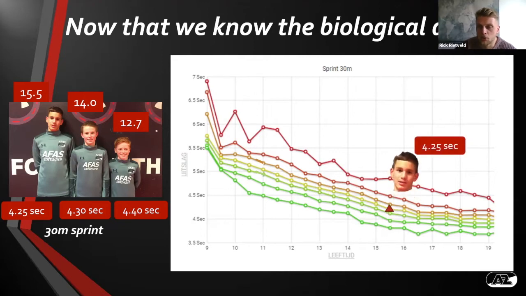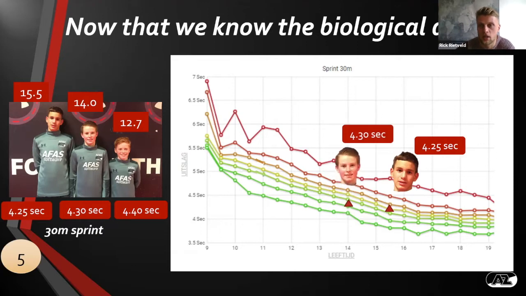If we then put the scores in, the score of the tall guy, the 15.5 on bio age, will be on the yellow line, like average. So we say he scores a 5. This is how we communicate to the coaches and also to the scouting. His score on a 30 meter sprint is a 5. That means that 50% is slower and 50% is faster. Take a look at the 14-year-old guy, he will score around an 8.